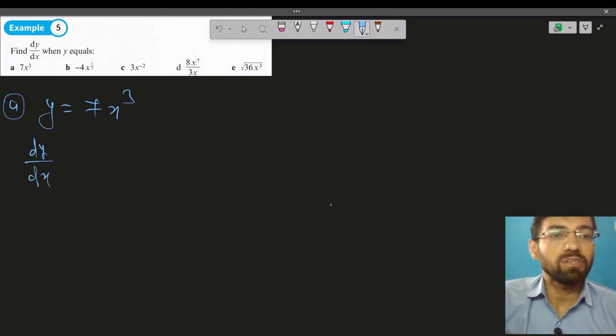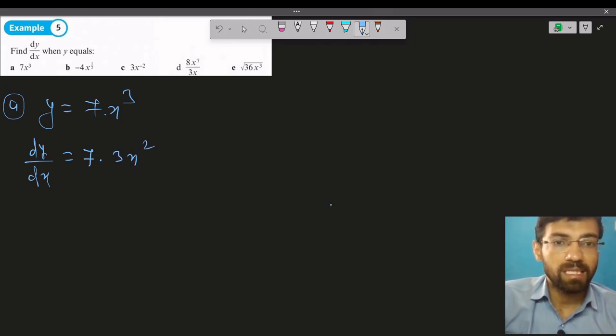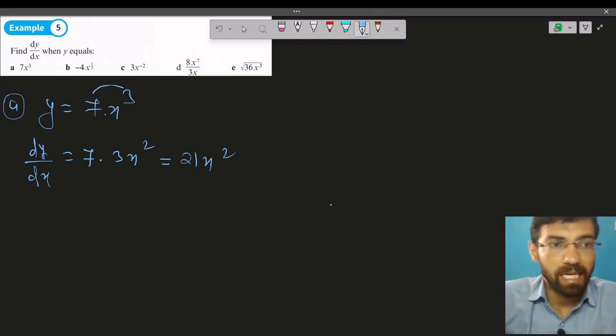On the right hand side, is it in the form of k into x raised to n? 7 is a constant, correct? So we keep the constant as it is, and differentiation of x cube will be 3x square. In the next step, this is 7 into 3, you multiply to get 21x square. Simply, the shortcut is to multiply these two numbers and subtract the power that way.